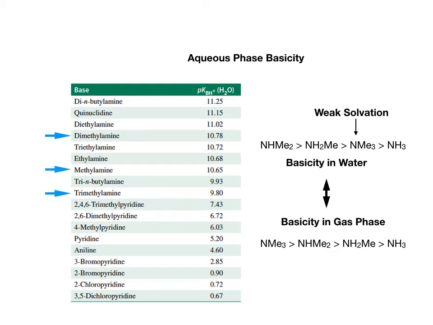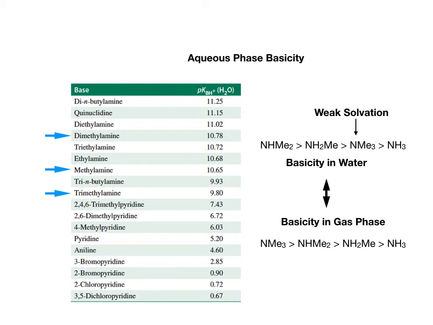Now, in this case, in water, dimethylamine is the strongest, followed by methylamine, followed by trimethylamine, and followed by ammonia, which is not listed in this table. Now, if you compare this sequence with the basicity sequence in gas phase on the right hand side of the slide, you'll find the biggest change is trimethylamine. Okay. Trimethylamine is the strongest base in the gas phase, but becomes much weaker in aqueous solution.